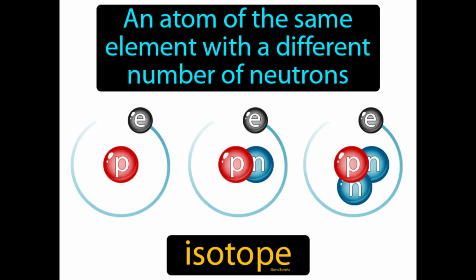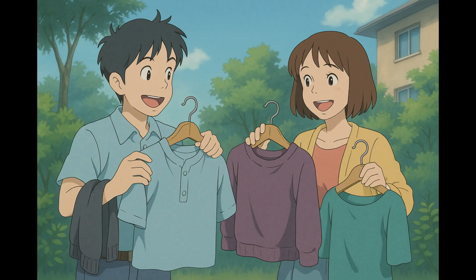An atom of the same element with a different number of neutrons. Isotope. Isotopes are variants of the same chemical element that have differing numbers of neutrons, which can affect the element's stability. Imagine you're trying to find your friend in a crowd, but they keep changing their outfit.